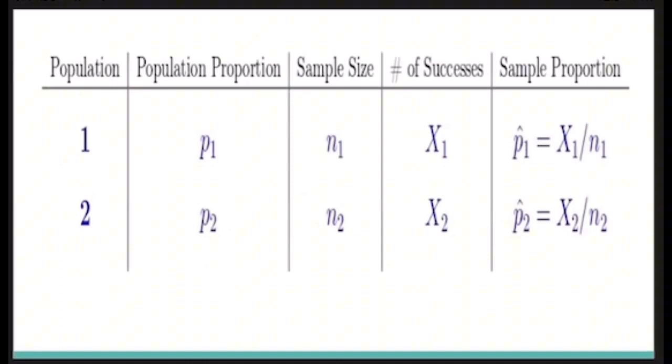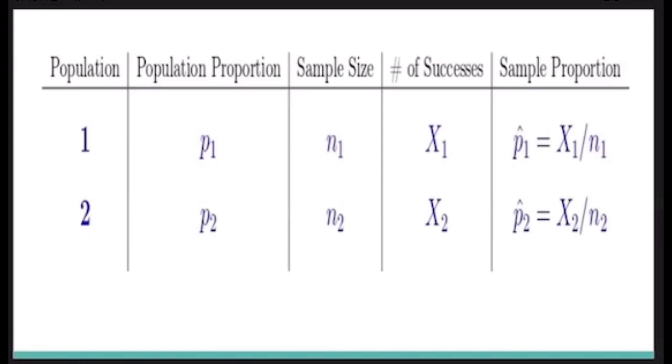Population 1, population 2. Now, what are we looking for in the two populations? These are the true proportions. That's what we're looking for. But we don't have resources to study everybody in the population. What are we going to do? We're going to take a sample from the two populations.